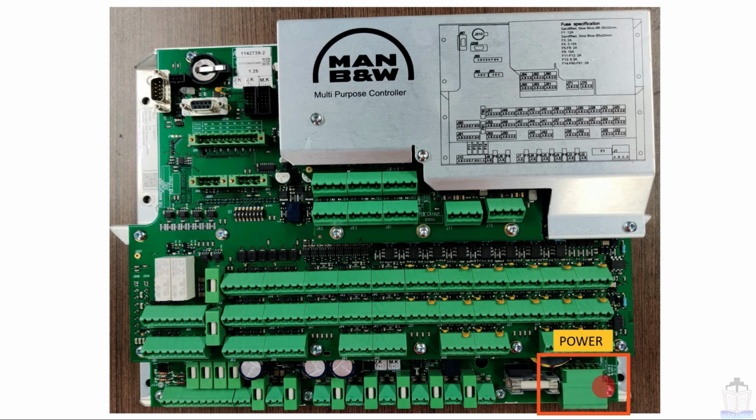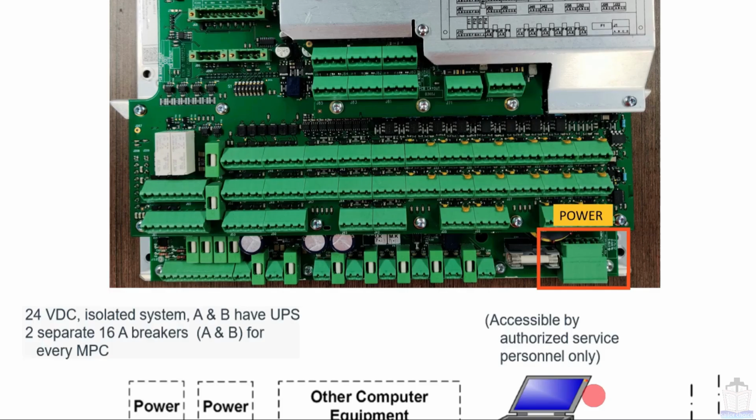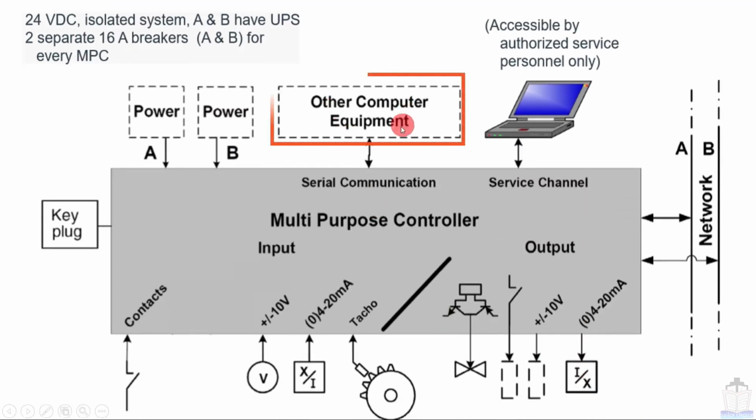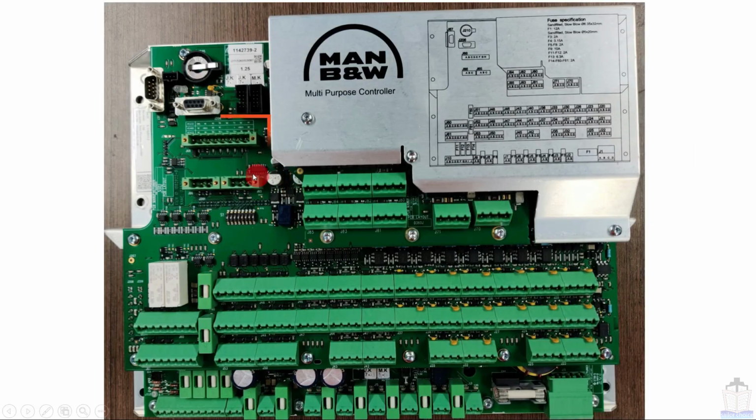This is basically the power input from UPS A and UPS B. Now next is other computer equipment. Other computer equipment is the serial communication. That means this MPC is designed to communicate with other computers also. So this serial communication is located over here. This channel works on serial communication 485, 422 and 232 like that.